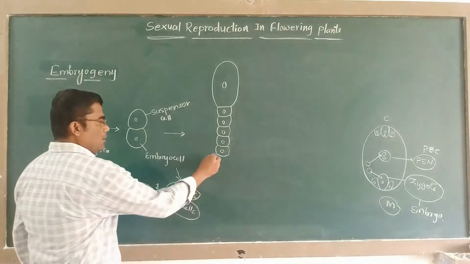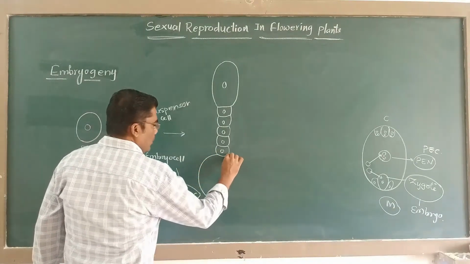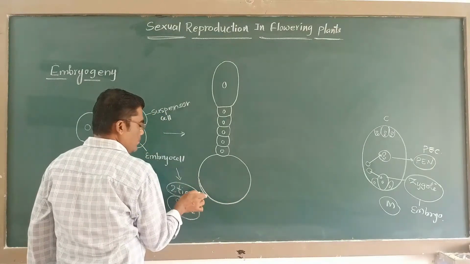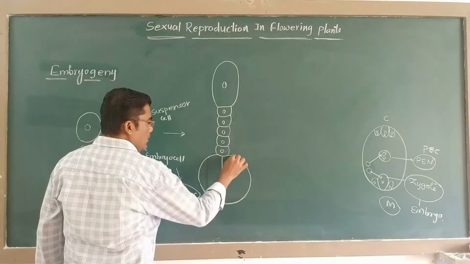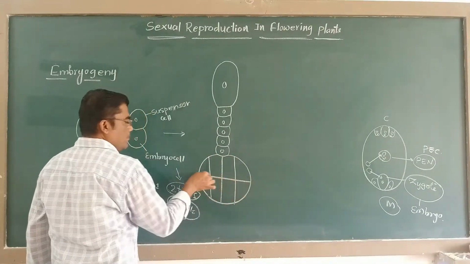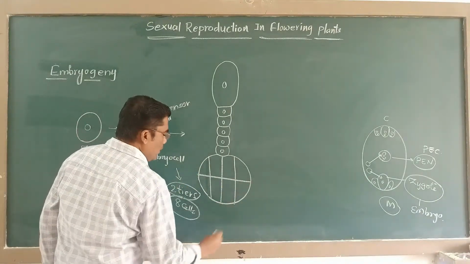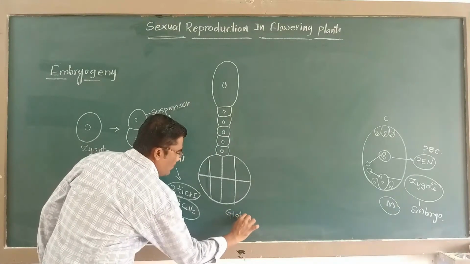So when we draw this one, here this is the embryo. Here this embryo comprises 8 cells. Now observe this one. Here this is said to be the globular shape.